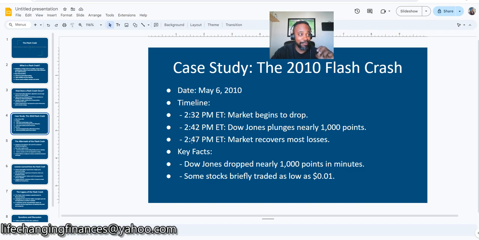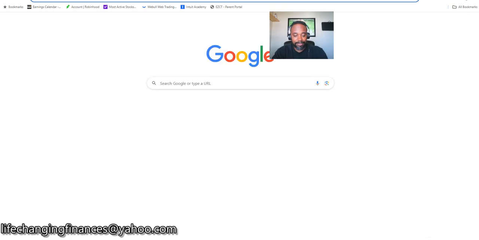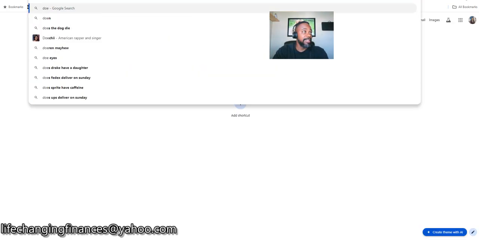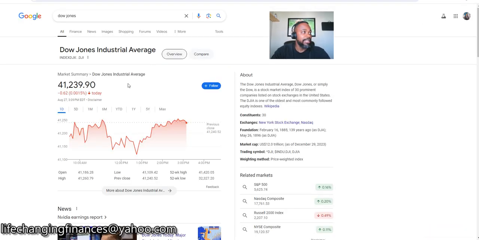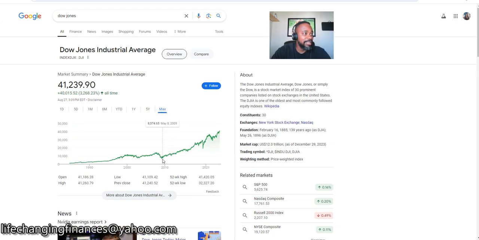And then it says at 2:47, market recovers most losses. Look at all this that happens all at one time. And if we bring up a chart of the Dow Jones, for example, and go to 2010, so let's go max year out. 2010 is around here. So $1,000 back in that time frame is a lot of money. So just imagine the Dow Jones is even at $7,000 or whatever, right?